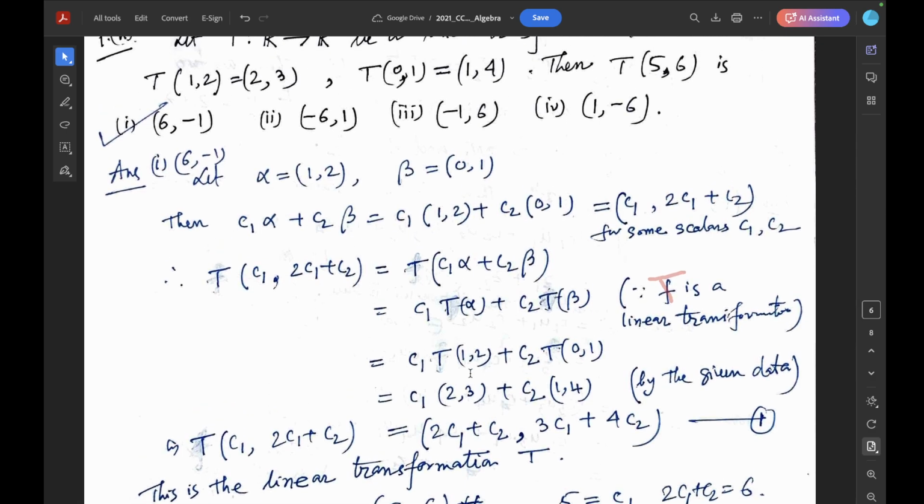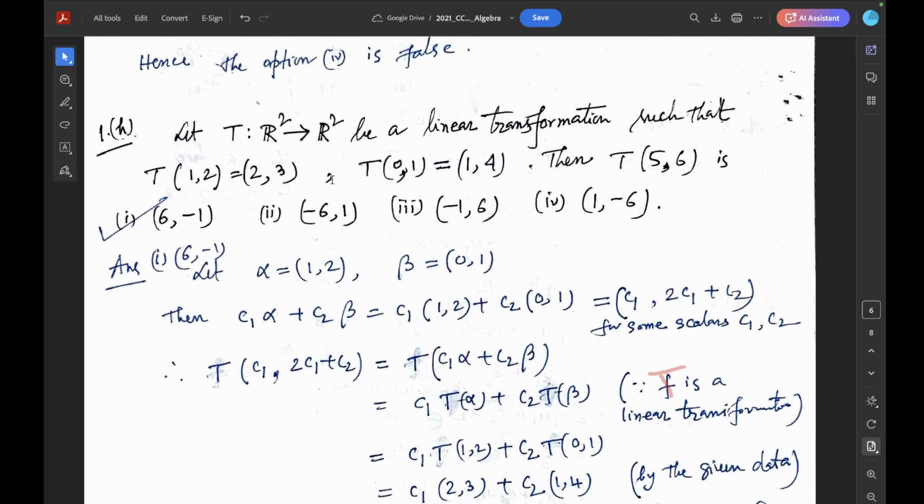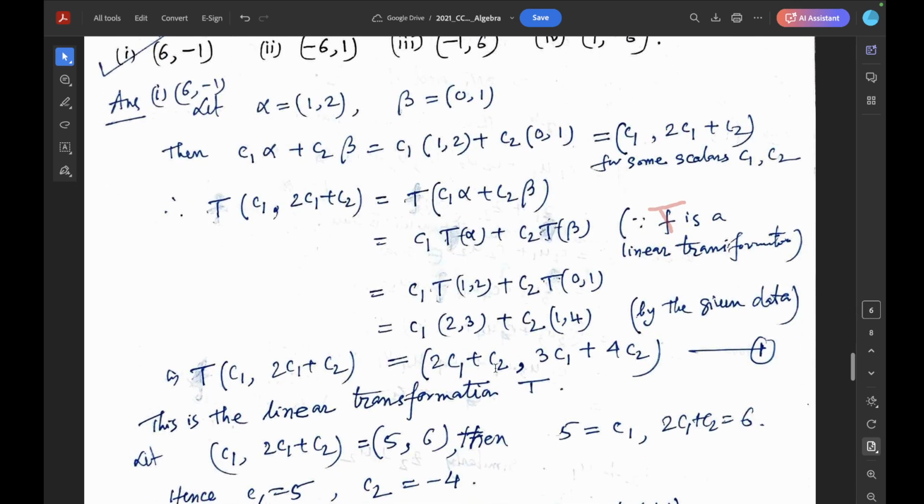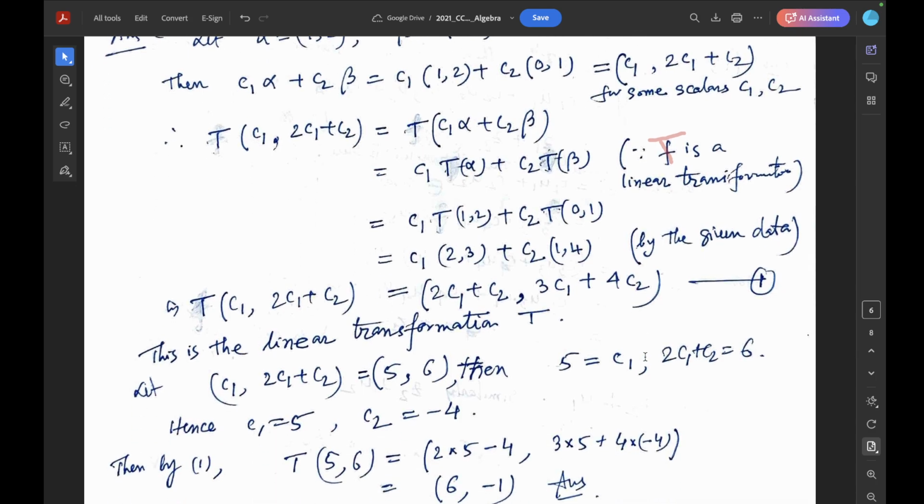Now T of alpha, this is T of (1, 2), and T of (0, 1). T of (1, 2) is given as (2, 3), and T of (0, 1) is equal to (1, 4). So we can write C1 times (2, 3) plus C2 times (1, 4). So this is equal to (2C1 plus C2, 3C1 plus 4C2). This is the formula of the linear transformation T.